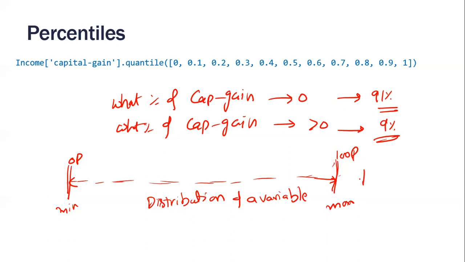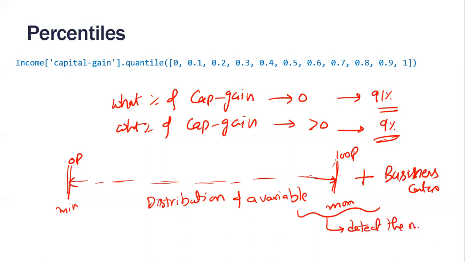By combining this percentile distribution with the business context, you will be able to easily detect the outliers. How do you detect outliers? By looking at the percentile distribution plus the business context. What do you mean by business context? We take this result to our business partner, our client.